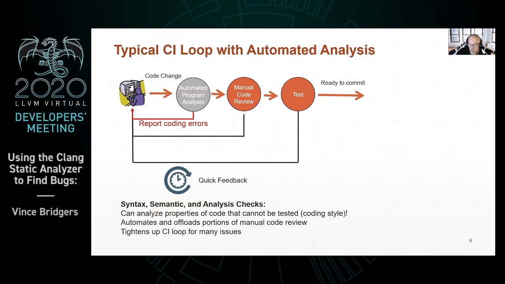And then finally, there's some sort of unit test or end-to-end testing that occurs. And when all of this passes, your code is ready to commit. So you can do syntax, semantic, and analysis checks. You can analyze properties of the code that cannot be tested, for example, coding style. Automated program analysis can automate and offload portions of the manual code review, removing that subjectivity, making it more objective and based on machinery. And it also tightens up the CI loop for many issues and allows you to be more productive overall. So if you don't have something like a CI loop with automated analysis, you should probably look at this. Many modern organizations have this. And Clang static analysis can be a key component of this process.